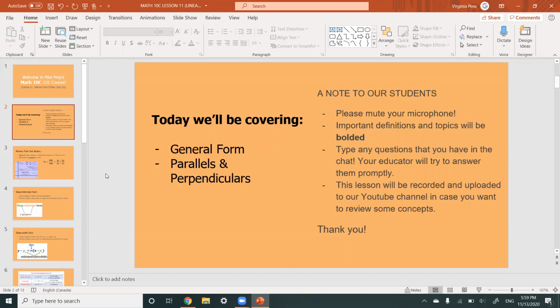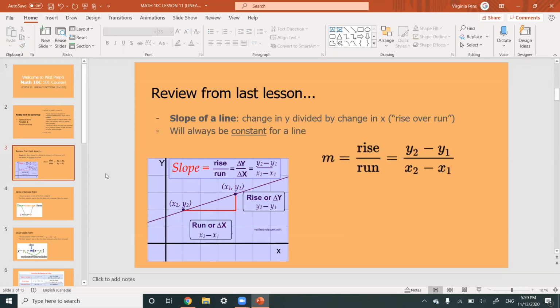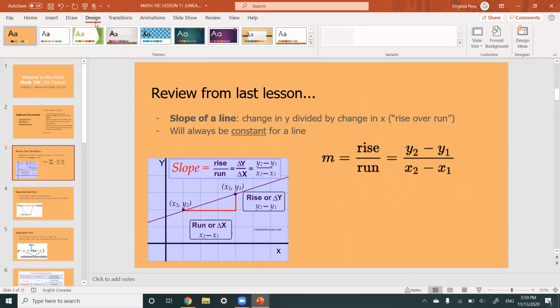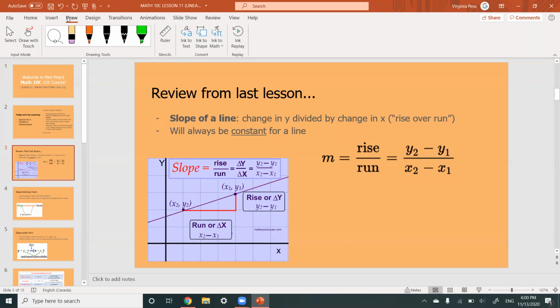Today we're going to be covering general form and parallel and perpendicular lines. So before we begin, let's do a bit of review from last lesson because last lesson was quite a handful. There was a lot of new stuff coming at you. So what we first learned was a slope of a line, and that was the change in y divided by the change in x, or as most teachers like to call it, your rise over run, because your rise, which is how much it's going up by, is divided by your run, which is how much it's going to the right or left by, usually to the right.